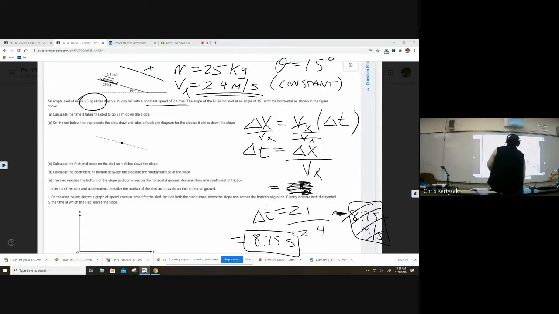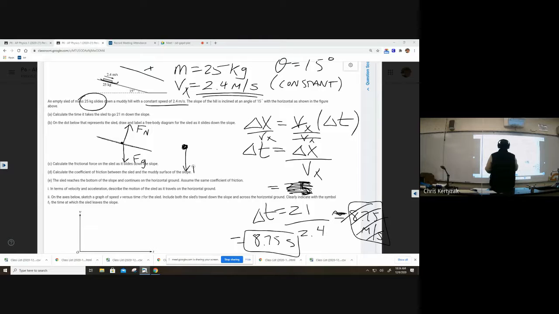On part B, on the dot below that represents the sled, draw and label a free body diagram. No components are supposed to be shown on this. We know gravity is down, Fg. We know that the normal force is always perpendicular to the surface, 90 degrees to the actual surface line. And then we know that there's some friction. Maybe I shouldn't have drawn that line there. Sorry.